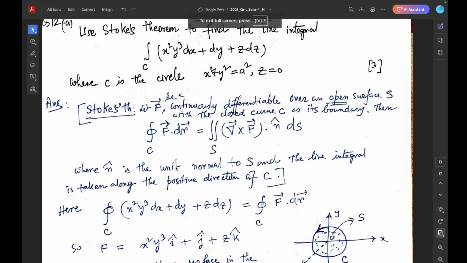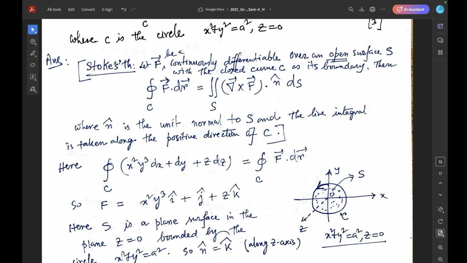Now Stokes theorem states that: let f be a continuously differentiable function over an open surface S with the closed curve C as its boundary. Then the closed integration over C of f vector dot dr vector is equal to the integration over the open surface S of curl f dot n cap ds, where n cap is the unit normal to S and the line integral is taken over the positive direction, that is the anticlockwise direction over C.